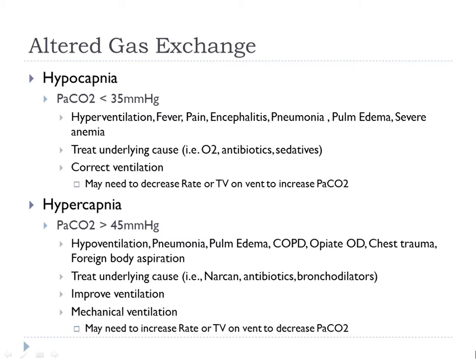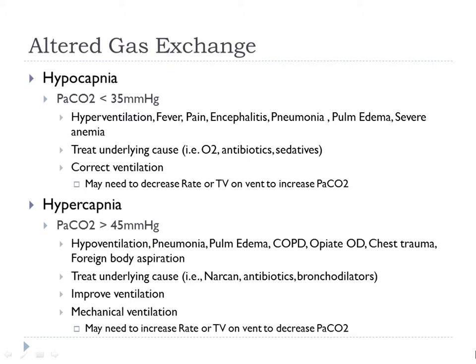So, for instance, if the patient's PCO2 is low, that might simply be because they're hyperventilating. They're breathing too much. They're breathing off too much CO2. So we would just decrease that rate on their vent, right? Or maybe get them calmed down. Slow their breathing down to retain some of that CO2.